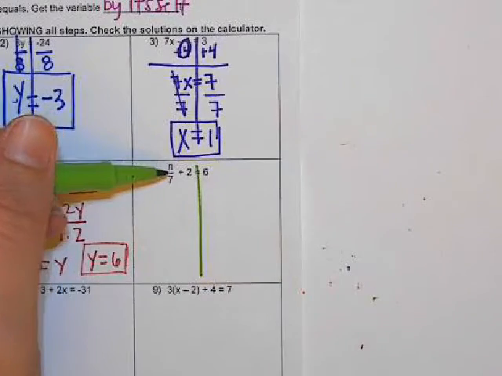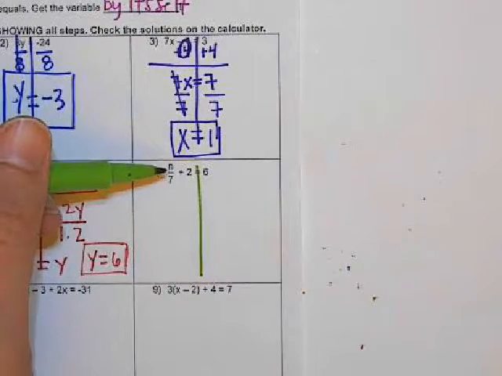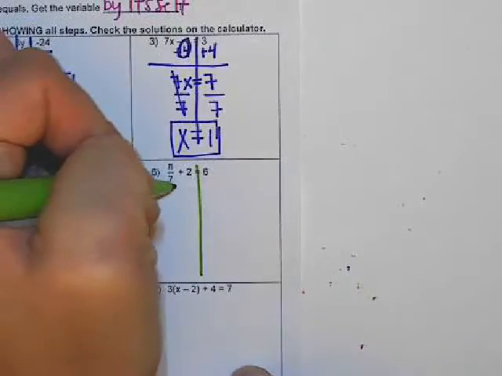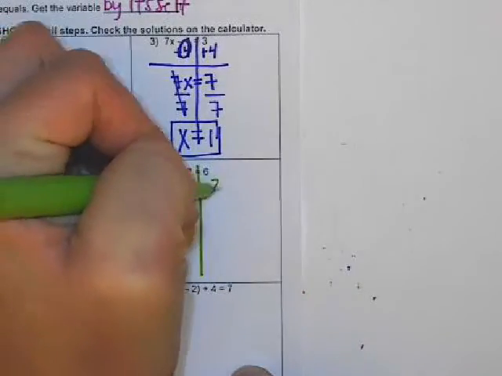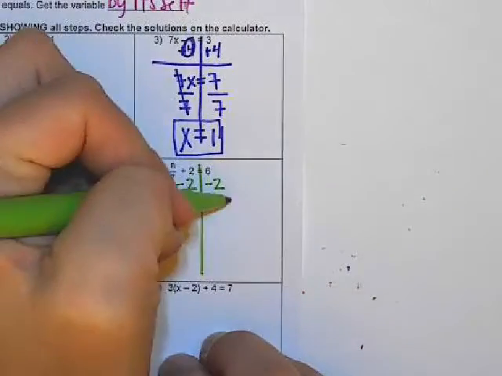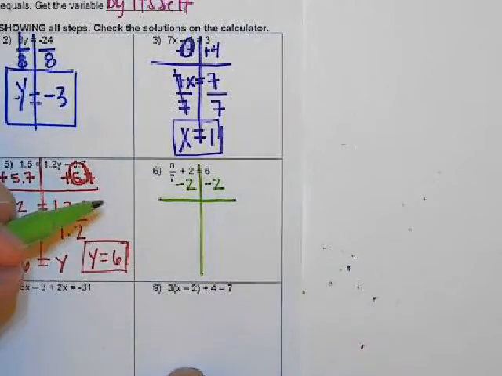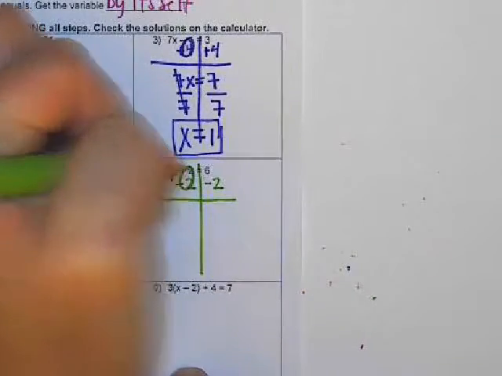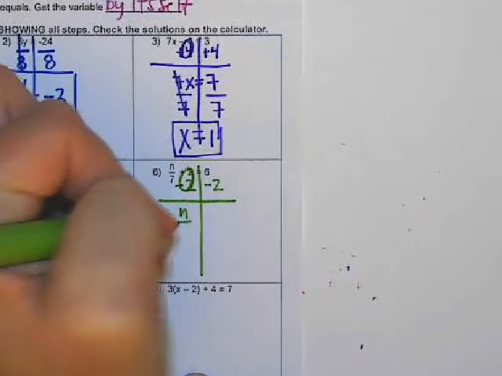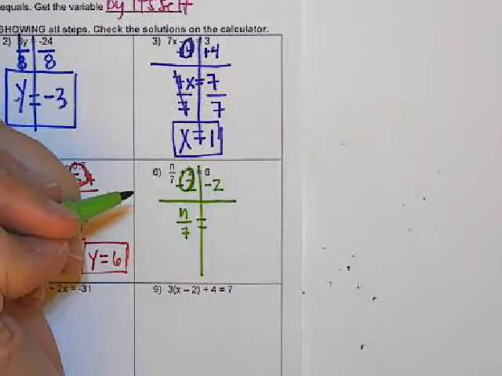I'm still going to do it the same way. What's being added or subtracted to the n? A plus 2. So I need to minus 2 first on both sides. You always do what's being added or subtracted first. Now I'm going to subtract. Draw my line. 2 minus 2 gives me 0. And I'm left with n over 7 equals. What's 6 minus 2? 4.